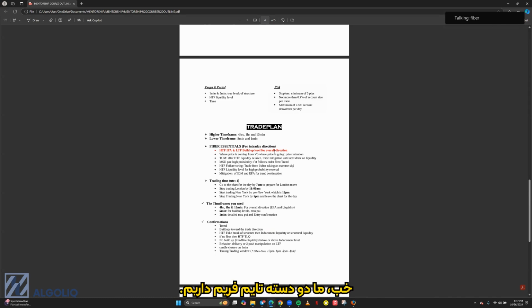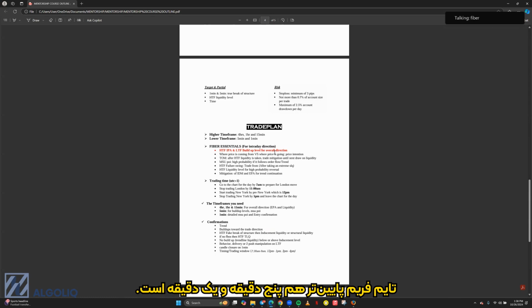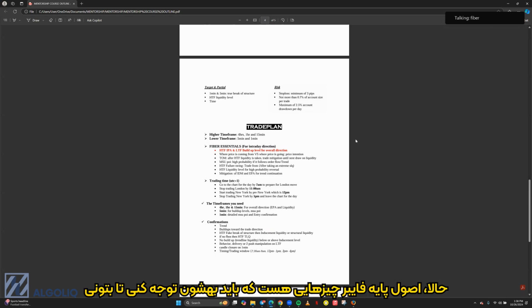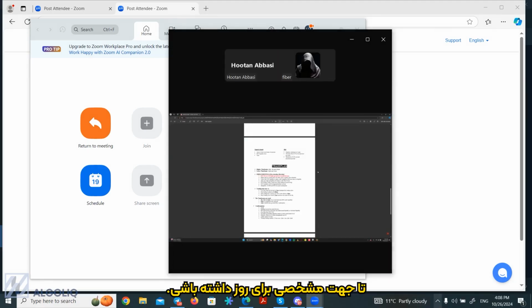So we have two categories of time frames. The first one is 4 hours, 1 hour, 15 minutes, which is your higher time frame. The lower time frame is your 5 minutes and 1 minute. Now, the essentials are the things you need to take note of to have an intention of what price is going to do, to have a clear direction for the day.